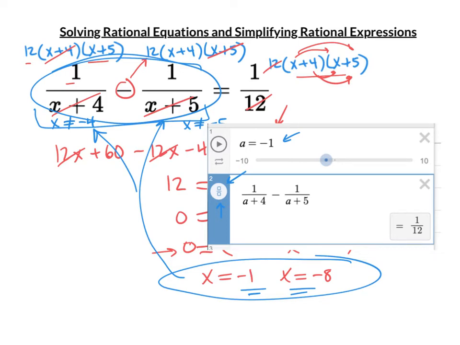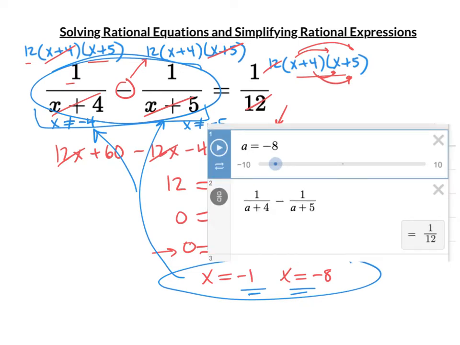And then I tried that with negative 8. Plugging in negative 8 also works. When a is negative 8, and I plug it in that left side of the equation using a for x, I can see that when I hit the fraction button, I get that 1/12 that I'm supposed to get right there. I 100% know for certain my answers are correct.